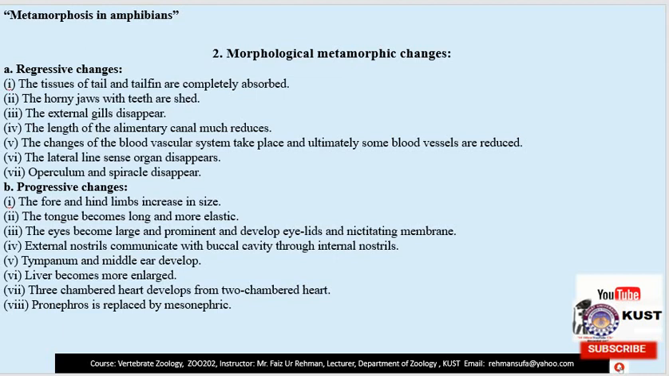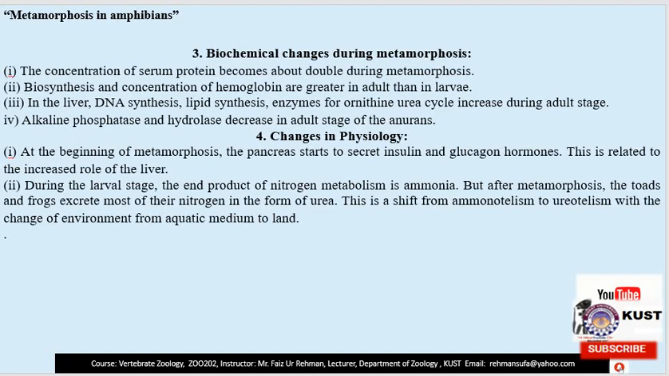What are progressive changes? In this case, the fore and hind limbs increase in size. The tongue becomes long and more elastic. The eyes become large and prominent and develop eyelids and a nictitating membrane. The external nostril communicates with the buccal cavity through the internal nostril. The tympanum and middle ear develop. The liver becomes more enlarged. A three-chambered heart develops from a two-chambered heart. The pronephros is replaced by the mesonephros. The mesonephros acts as the adult kidney.